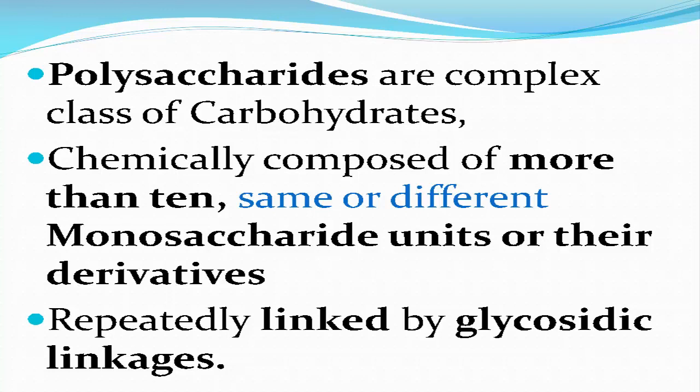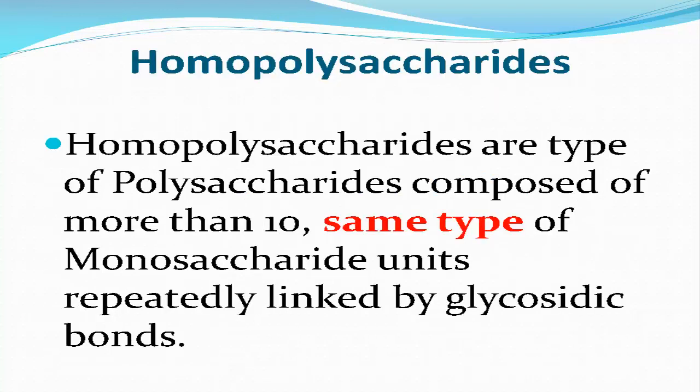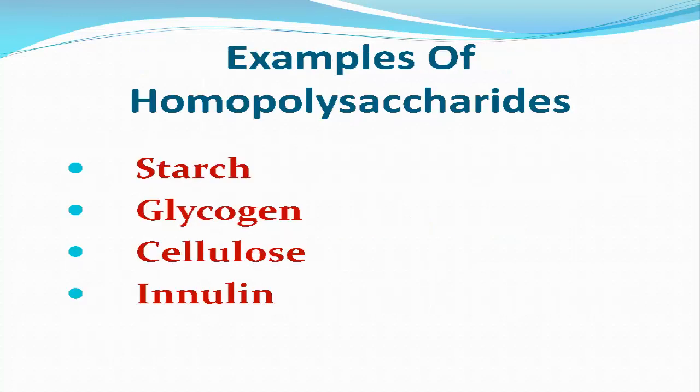So polysaccharides can be, number one, homopolysaccharides. Homo means same. So if all the more than 10, it can be 100, can be 1000, can be 10,000, all of them are composed of same type of monosaccharides repeatedly, then it is called homopolysaccharides or homoglycans. Some of the common examples of homopolysaccharides are starch, glycogen, cellulose, and inulin.